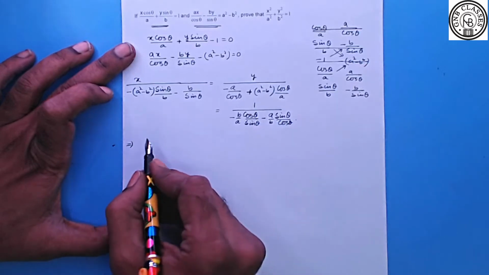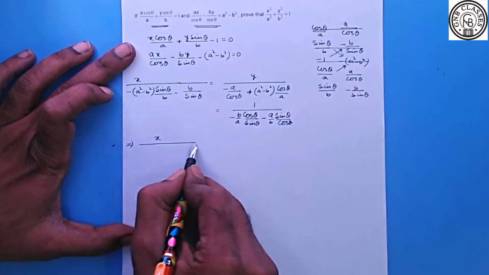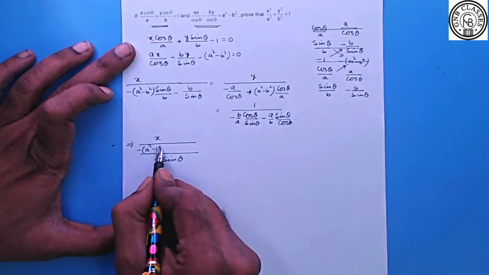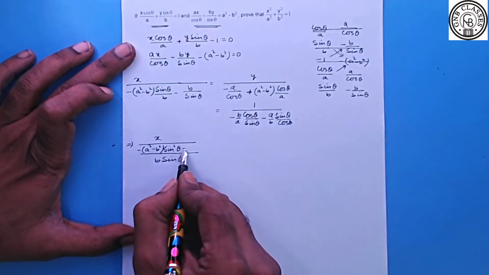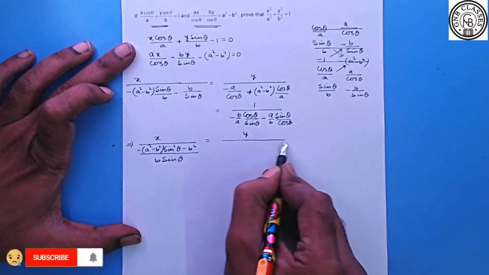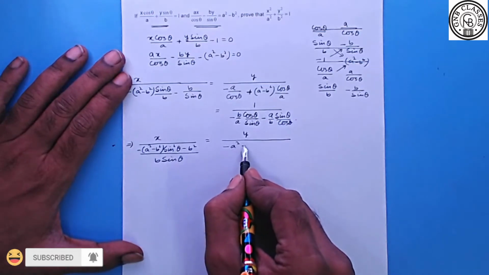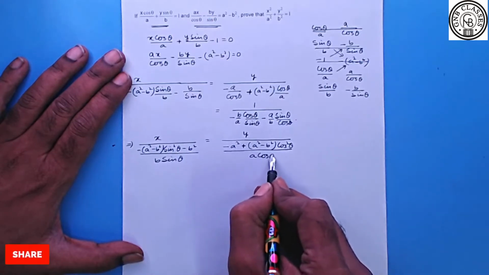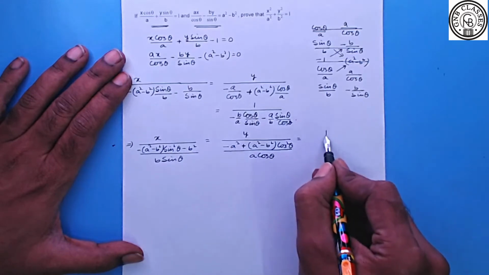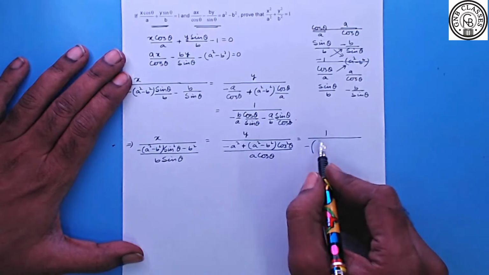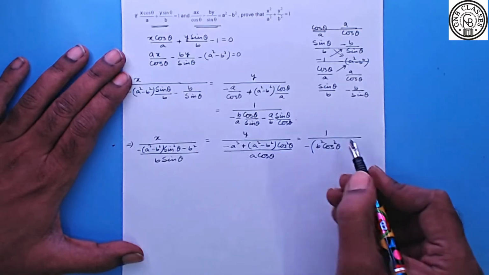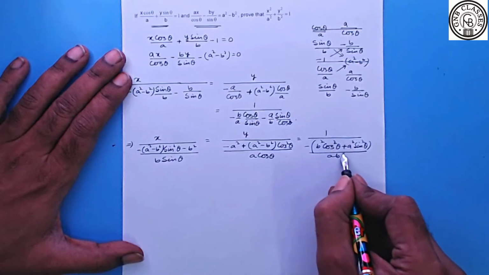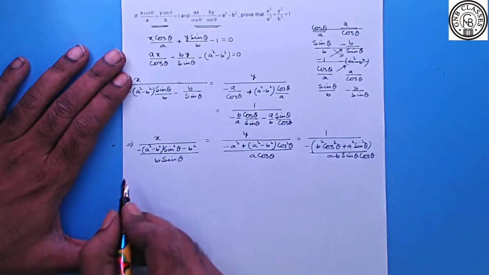So let me just simplify a little bit. It's x by, if I take the LCM, we are having b sin theta, so minus a square minus b square sin square theta, minus b square, y by minus a square plus a square minus b square cos square theta divided by a cos theta, which is equals to minus 1 by minus, if I take minus common, so we are having b square cos square theta plus a square sin square theta divided by a b sin theta cos theta. Is it clear? Okay.